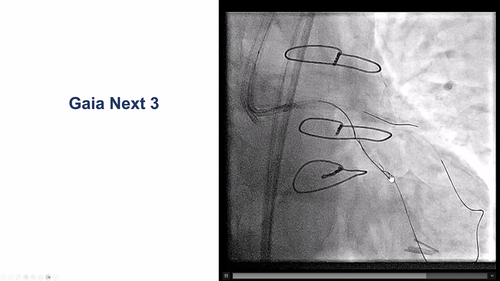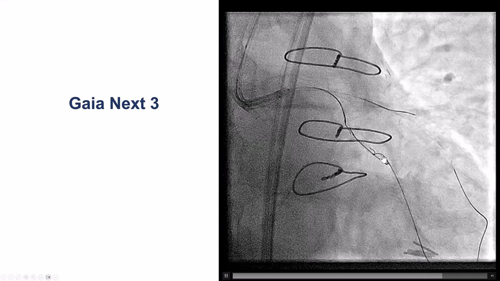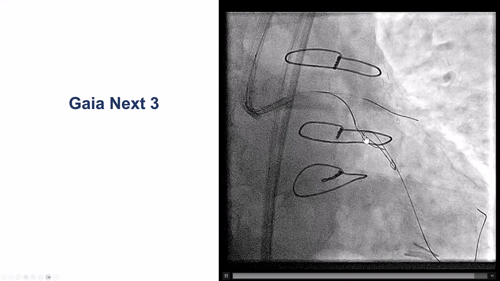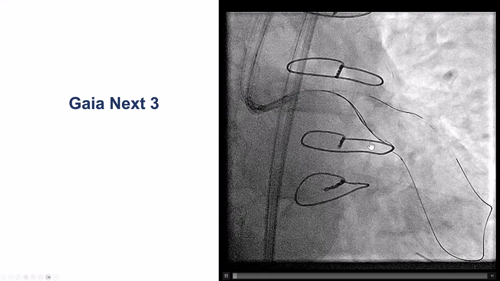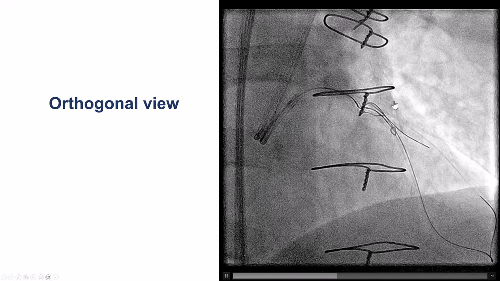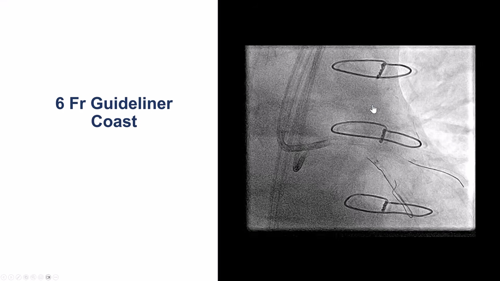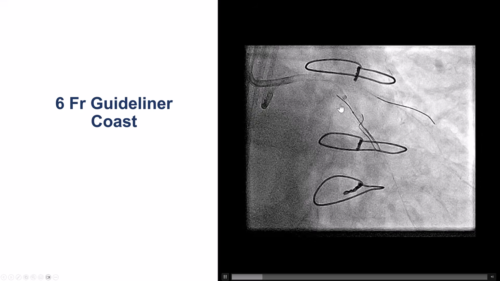And then eventually, with a little more manipulation, it catches the tip and then knuckles. And then we have a knuckle. Now, Gaia is not the best wire for a knuckle, but here it is, a Gaia knuckle. Orthogonal view to confirm that there is good overlap between the two wires. And now it is a reverse CART.